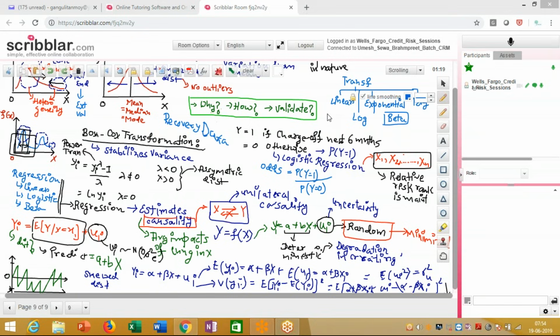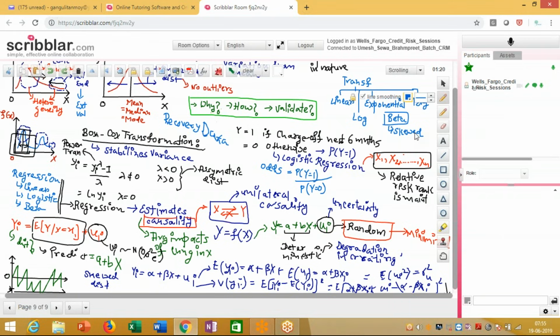Fine. So let's first see what a beta regression is. A beta regression is a simple skewed regression. If your dependent variable is skewed, then what you do is you use a regression of the type of beta regression.